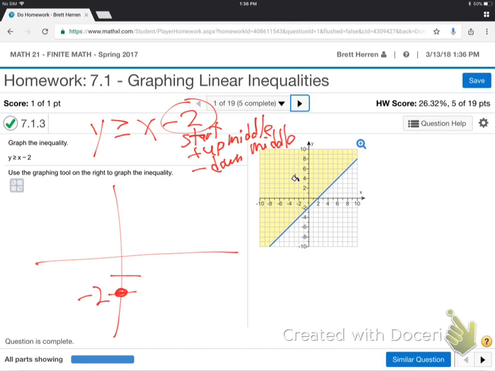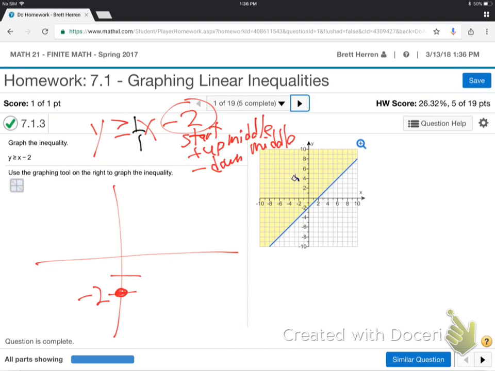Whatever number is off to the right like that, that's your starting point. That's your first dot. So down 2, there's my first dot. Now, to find the second dot, anybody know? What do you do? Plug in something. You could plug in. Do you remember the slope thing? I guess it's a rise and run. Yeah, exactly. You could just look at whatever's in front of x. What's in front of x? Nothing. We just say 1 over 1.